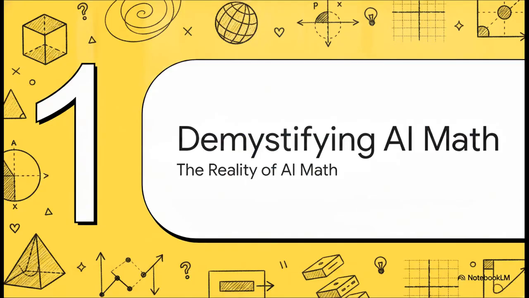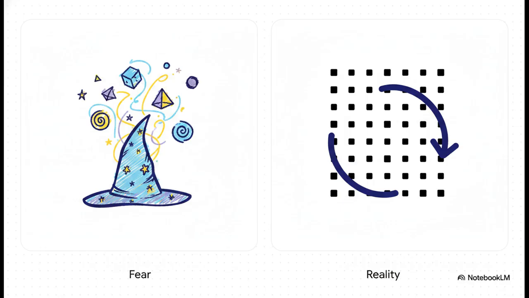All right, let's jump straight into section 1. Demystifying AI math and the reality of what's actually going on. Let's tackle the biggest barrier directly, which is really our own perception. We usually imagine AI math as this terrifying nightmare of complex symbols, surprise calculus ambushes, and honestly borderline wizardry just to run a program. But the reality?